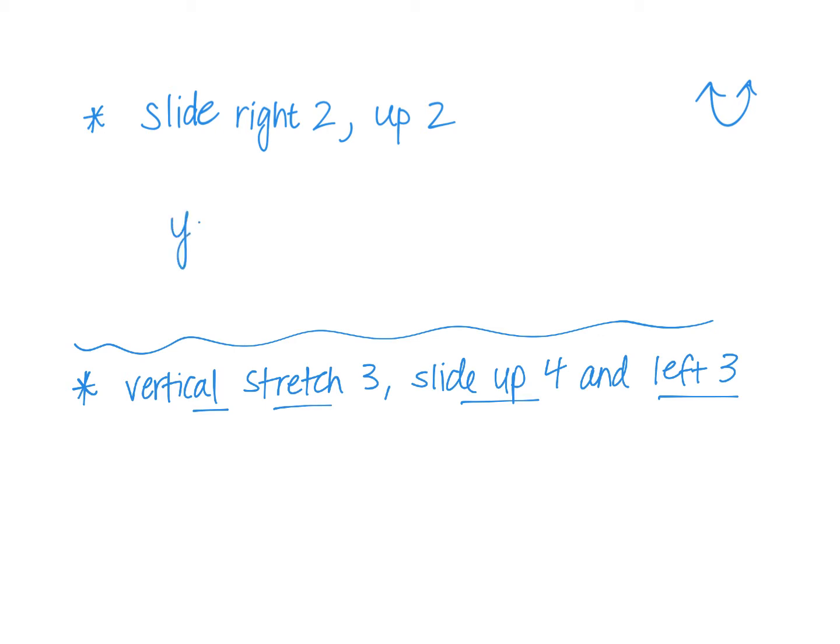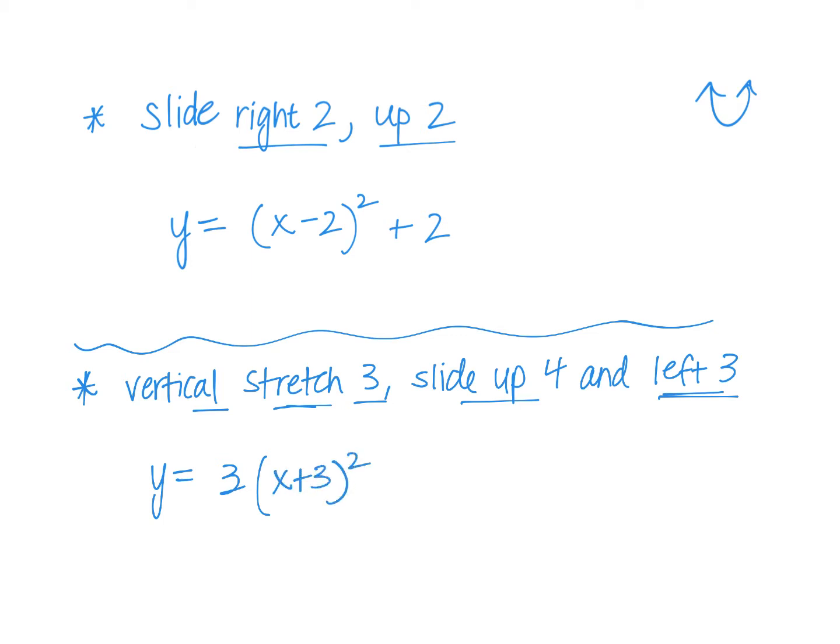All right, so the first one, hopefully you said, if I want it to go right 2, we learned yesterday, you're going to do (x minus 2) in parentheses squared. And then if you want to move it up 2, it's that plus 2. Okay, and then a vertical stretch of 3. So we learned yesterday that I'm going to multiply the x squared by 3. But if I'm going to slide it left 3, I need the (x plus 3) here squared. And then if I'm going to slide it up 4, it's plus 4.